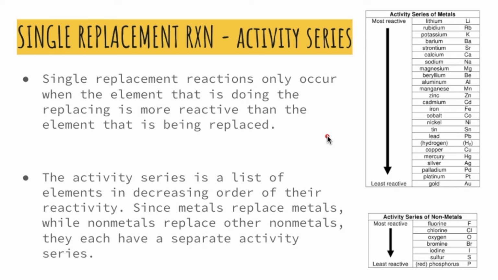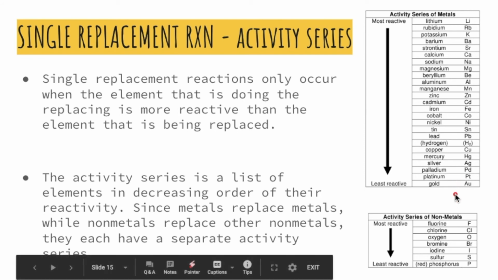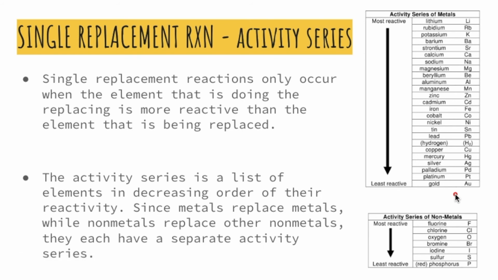So we have to use the activity series. The activity series is going to be a list of elements and it's written in decreasing order of their reactivity. That means our most reactive elements are on top and our least reactive elements are going to be down below. Since metals replace metals and nonmetals replace nonmetals, they each have a separate activity series. You are not required to memorize this by any means, but you should know how to apply it.